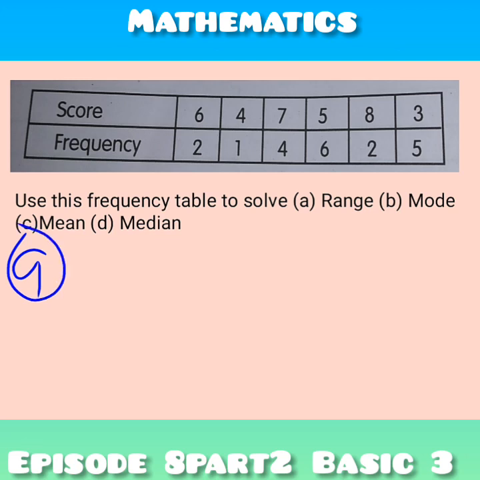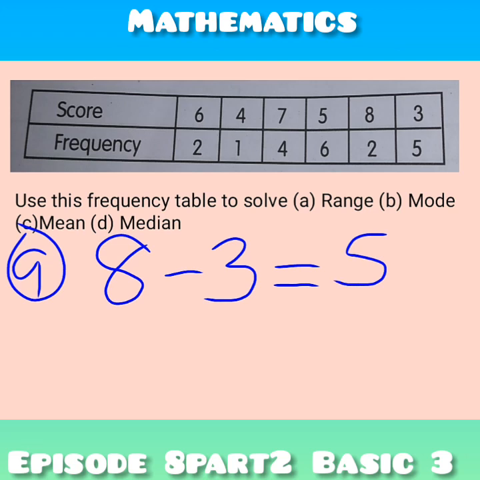This has to do with scores in a class and how often each scores were repeated. What is the highest score? Because range is highest score minus the lowest score. The highest score here was 8 and the lowest score here is 3. So we simply say 8 minus 3 is 5.